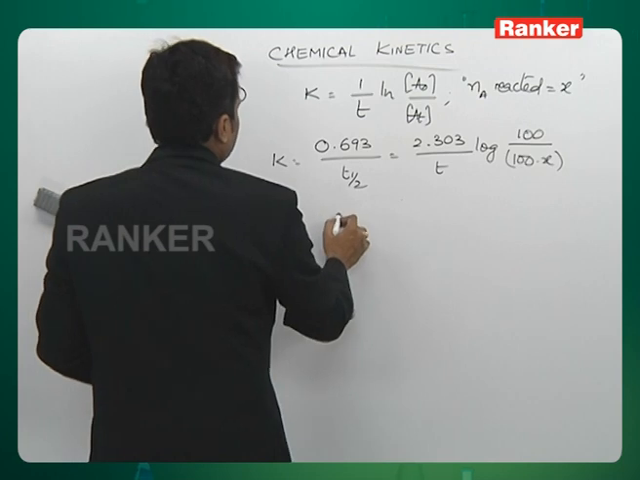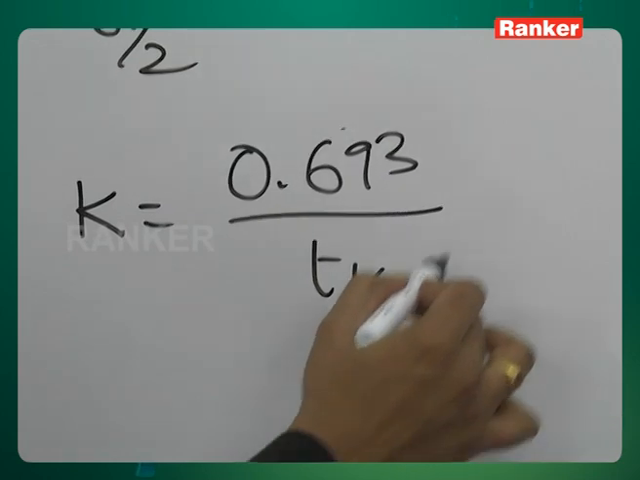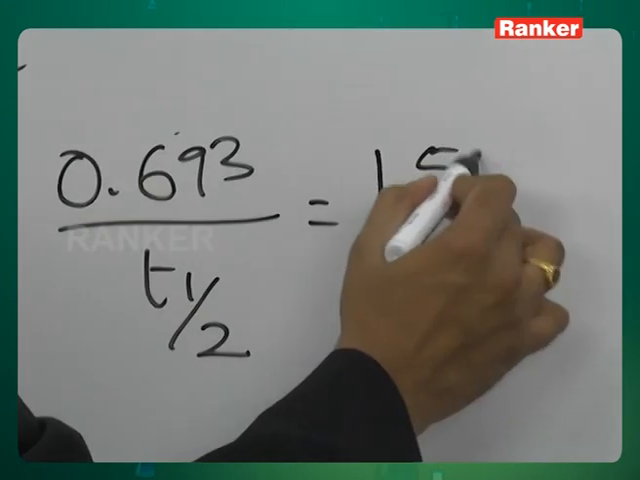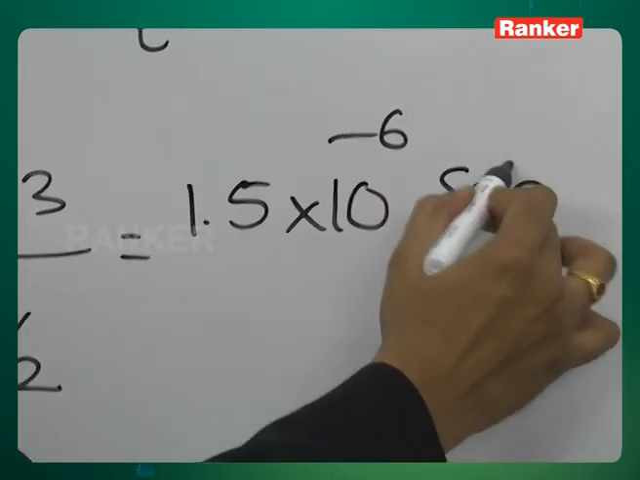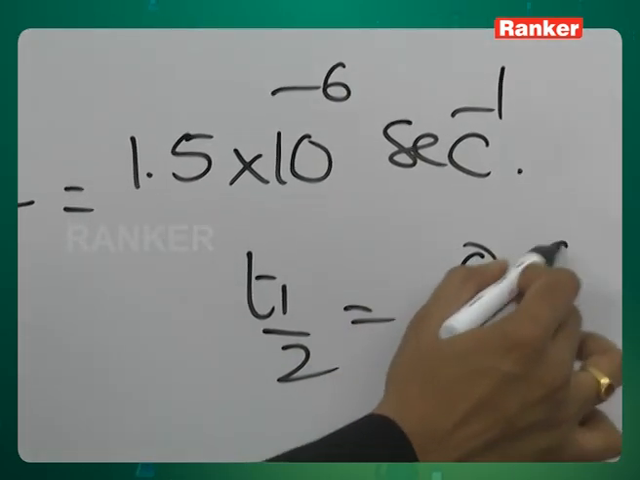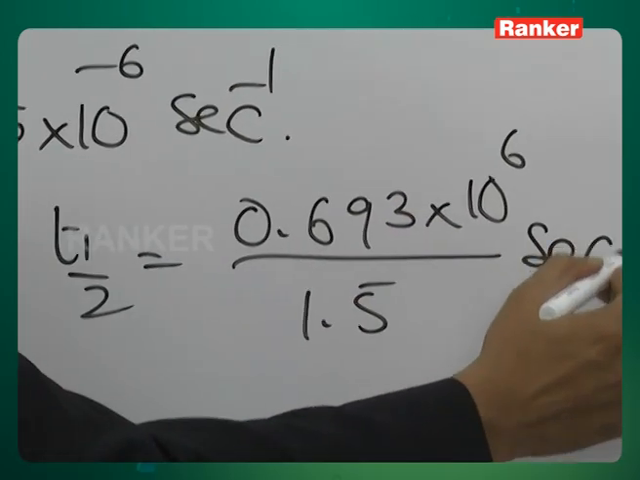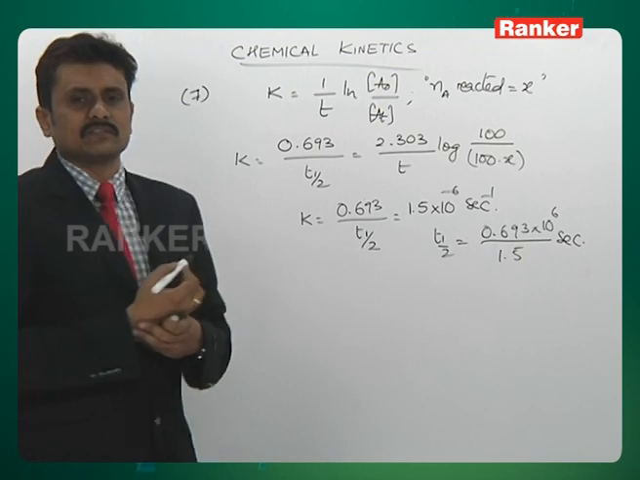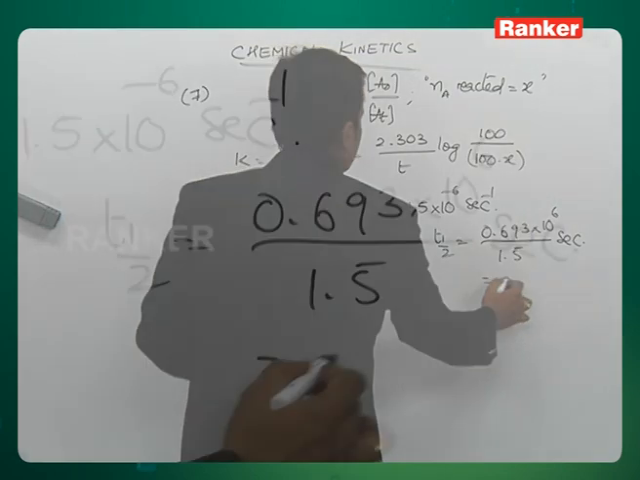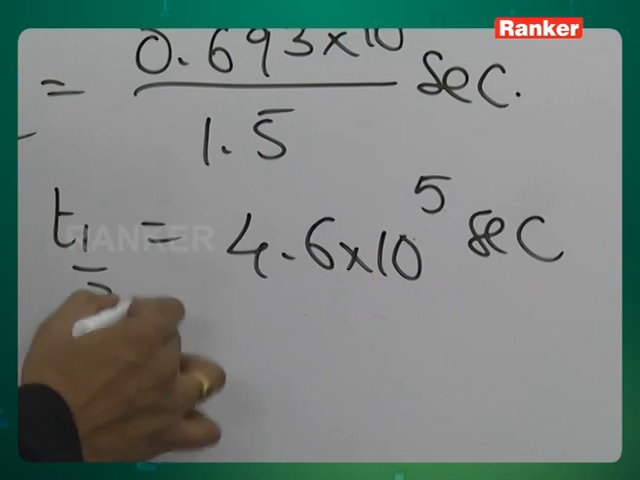You know that K, which is equal to 0.693 by T half, is equal to 1.5 into 10 to the power minus 6 second inverse. This is given to us. Now T half, when I substitute that value, is this many seconds. I am going to say 4.6 into 10 to the power 5 second approximately. This is the T half that has been asked as part of this question.